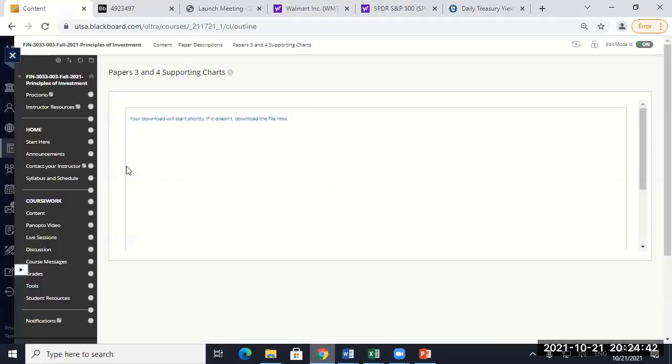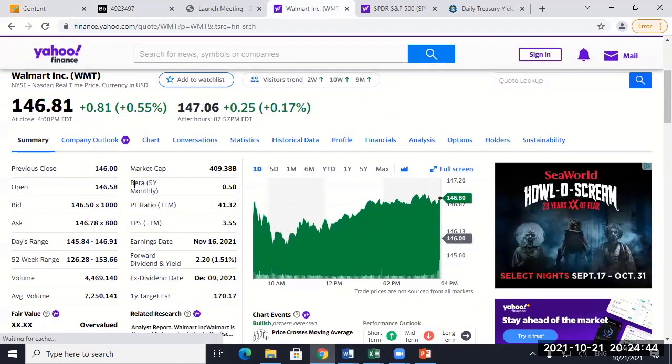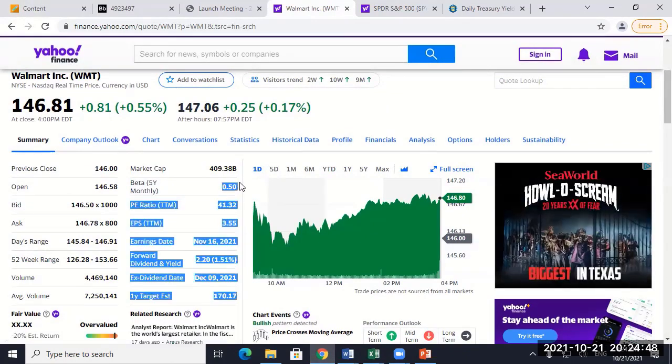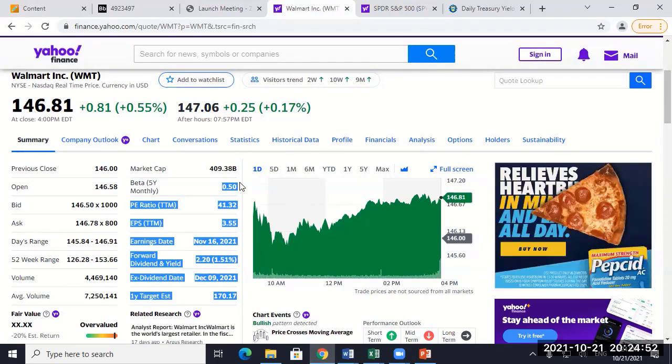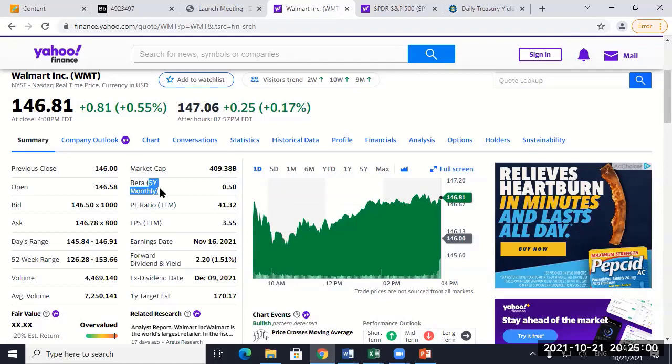And then I go to Yahoo Finance and it gives me a beta of 0.5. That's too low. And it's been negative quite frequently here in the last few years. That's too low of a number. And that just happens to be their beta the last 5 years using monthly. I'm actually surprised it's not even lower than that.